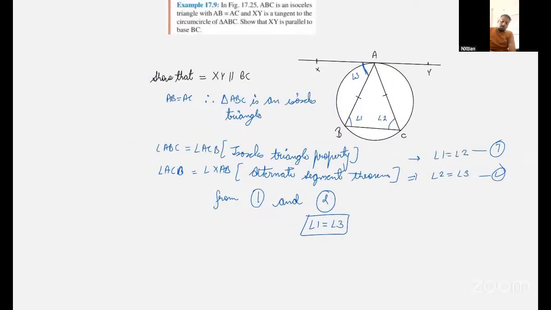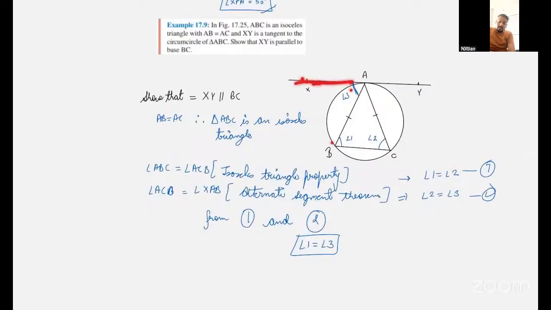Now, is it forming a Z? Like this, this is equal to this. So it is forming a Z, and Z is the property of alternate interior angles. The alternate interior angle property says that if two lines are parallel, then their alternate interior angles are equal. So it is forming a Z, and Z shows that these two angles are equal. So it means that XY is parallel to BC.